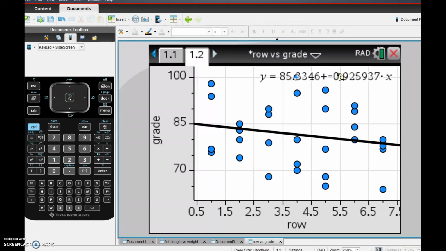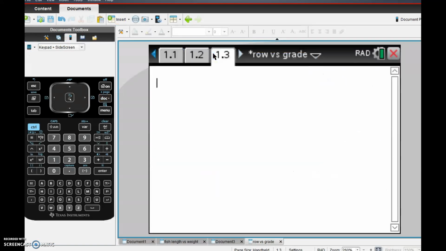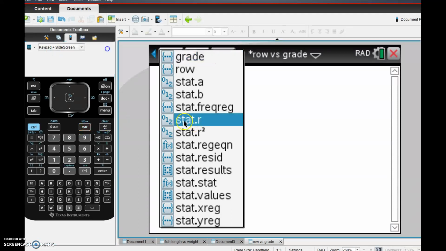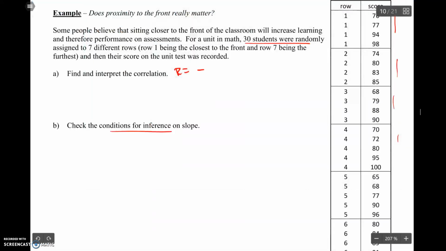Not a real strong relationship, a lot of variability there, but it does look like it's got a little bit of a negative slope, I guess. When you run the regression model, it stores that correlation coefficient in your calculator. If you go to the vars key, stat, R, there's a correlation coefficient. So negative 0.184.